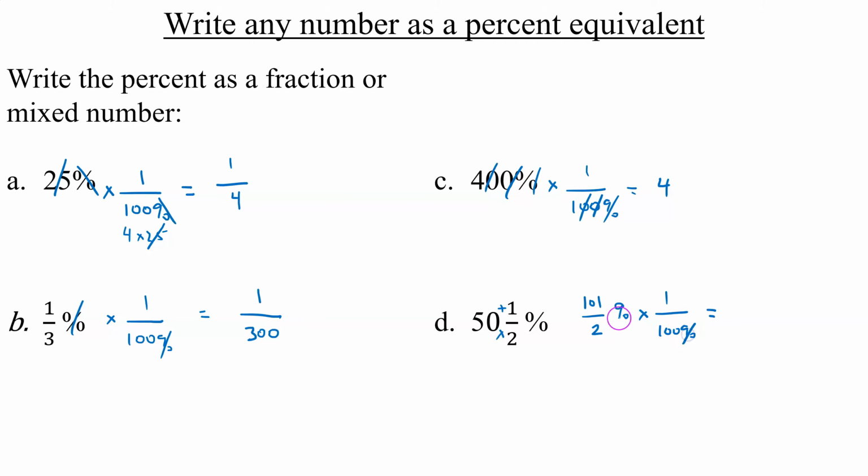The percentage signs go away. We really can't break up 101. So 101 times 1 is 101. 2 times 100 is 200.